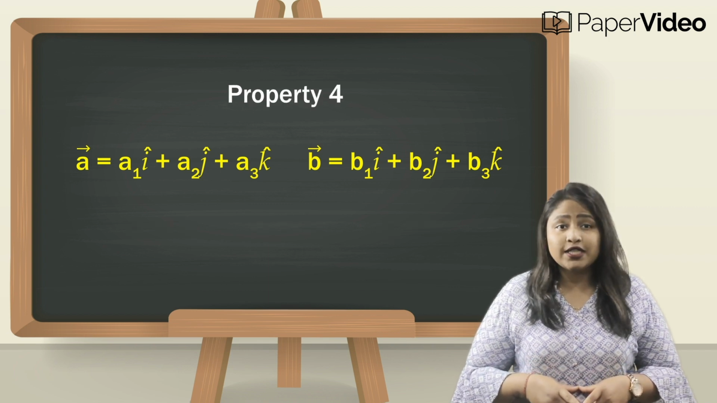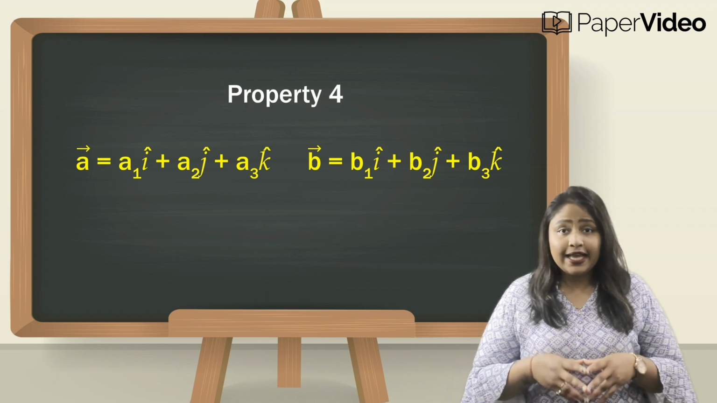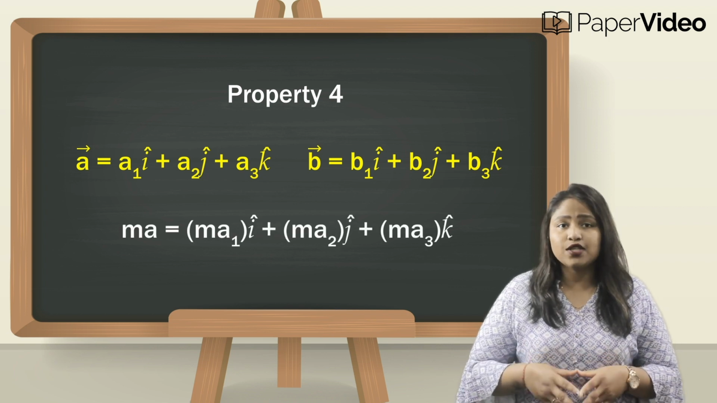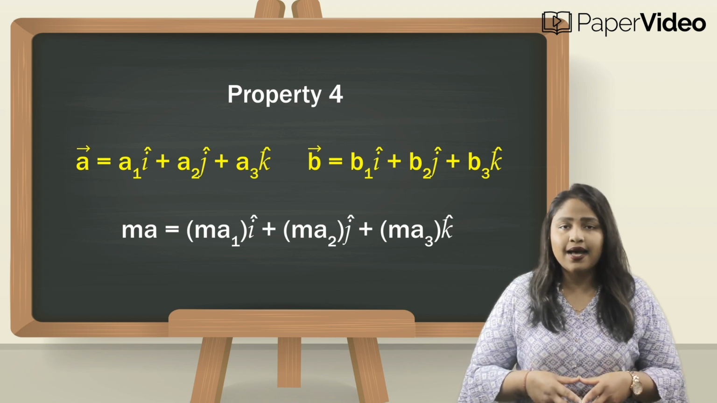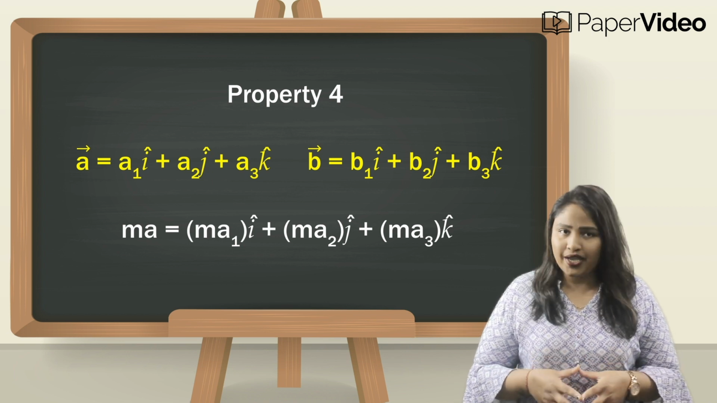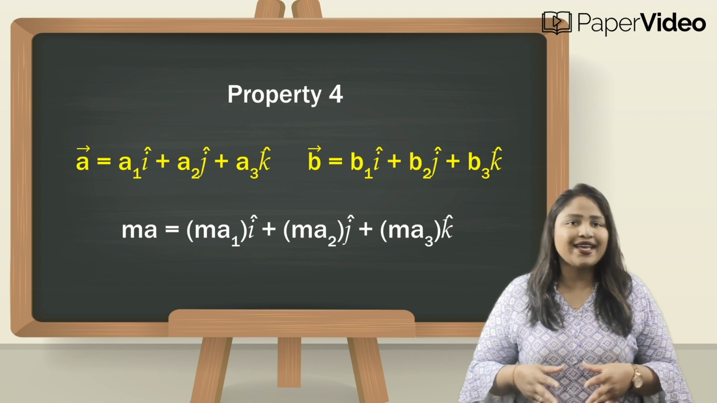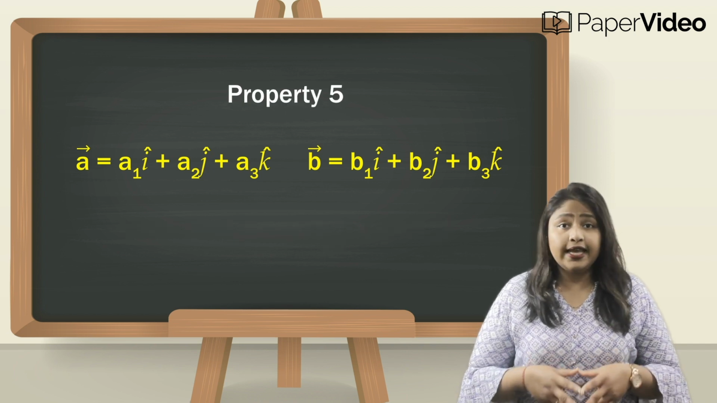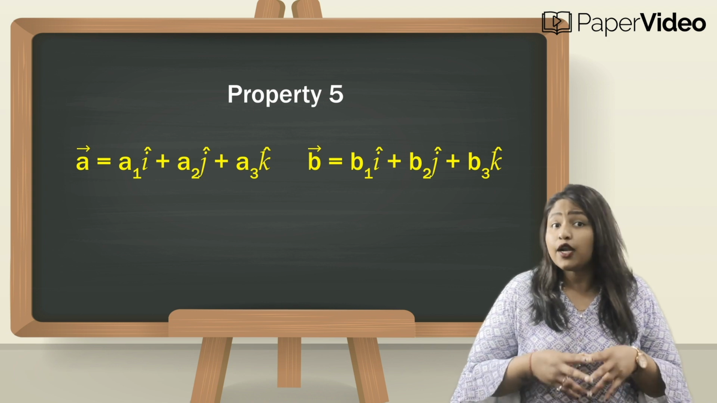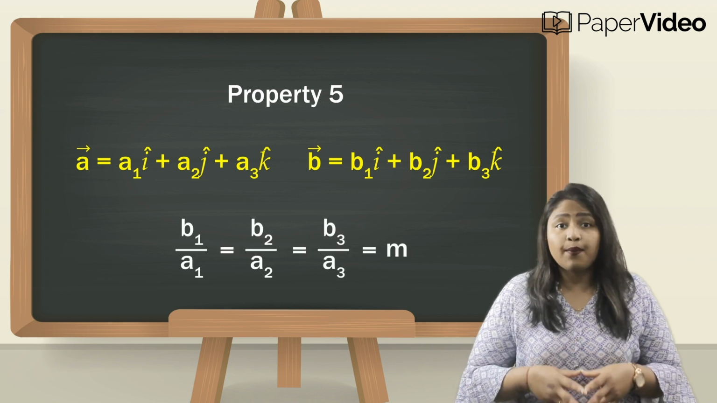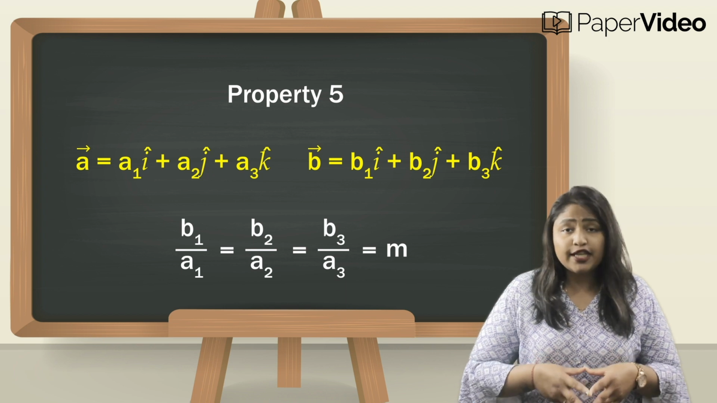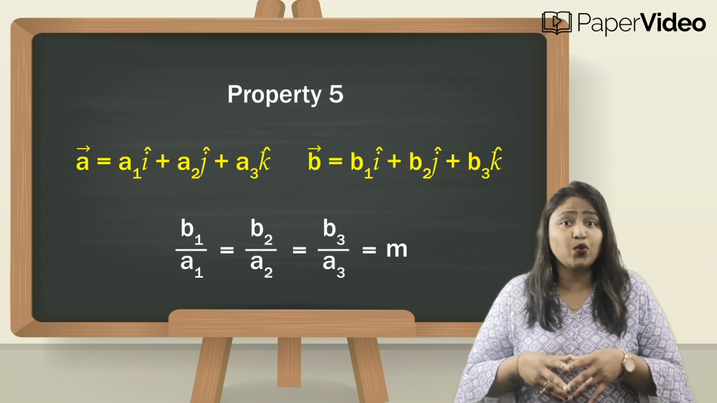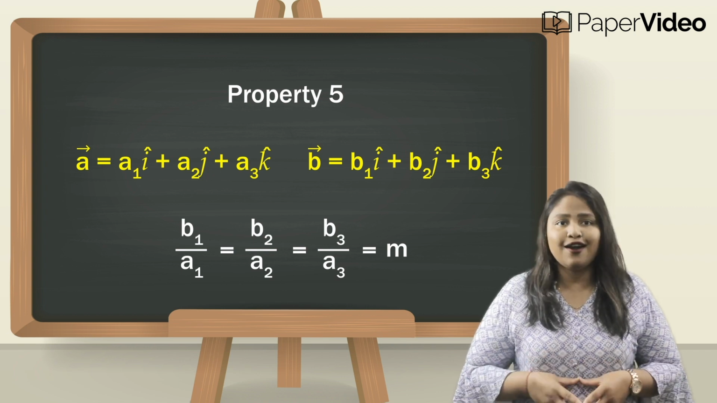According to the fourth property, the multiplication of vector A by any scalar m is given by m vector A equals m a1 i cap plus m a2 j cap plus m a3 k cap. According to the fifth property, the vectors A and B are collinear if and only if b1 upon a1 equals b2 upon a2 equals b3 upon a3 equals m, where m is a scalar.